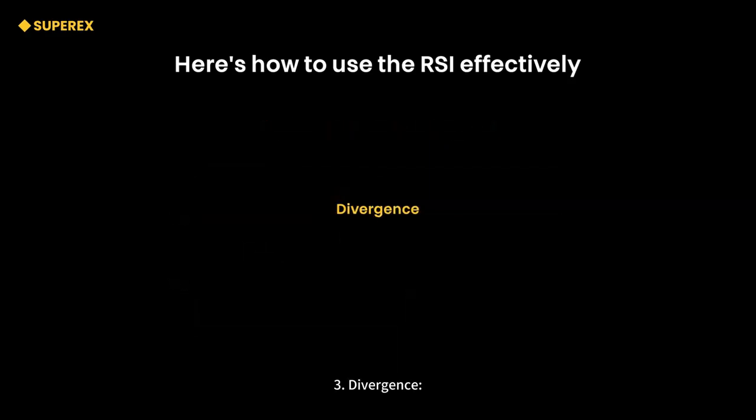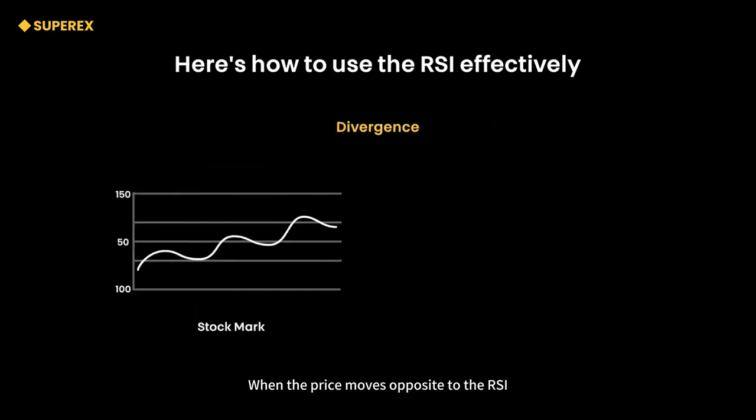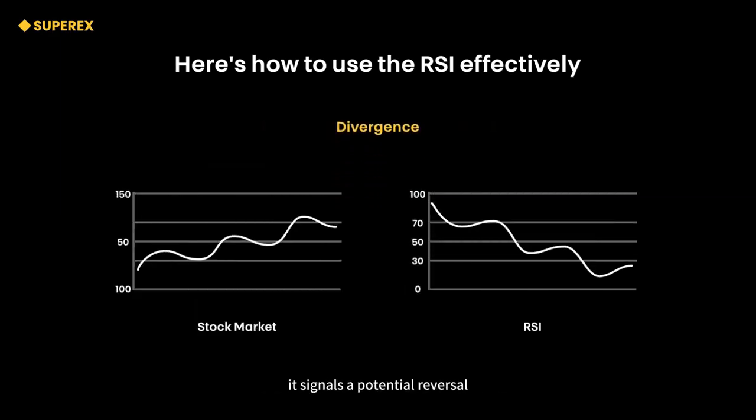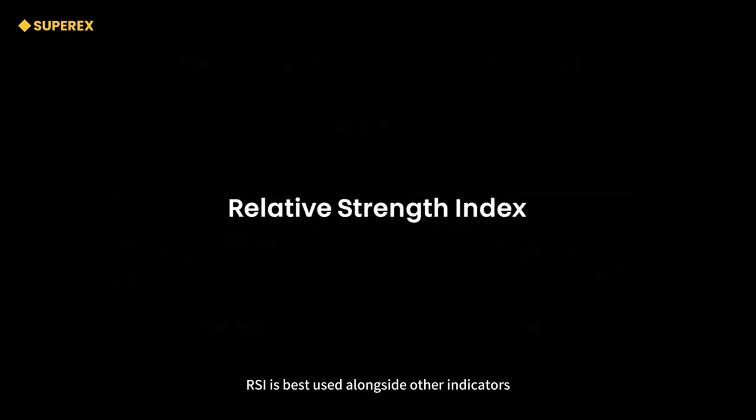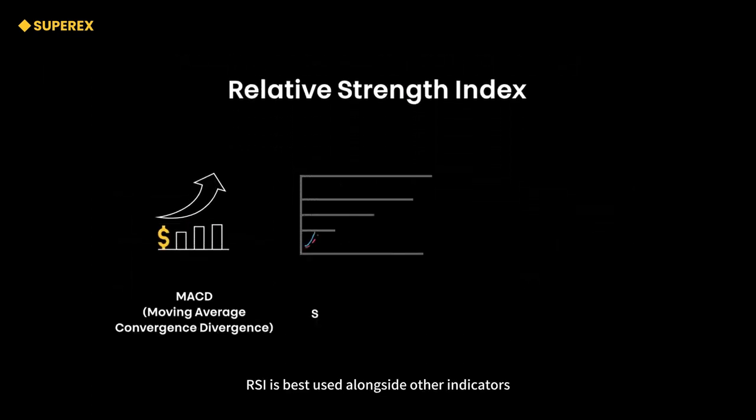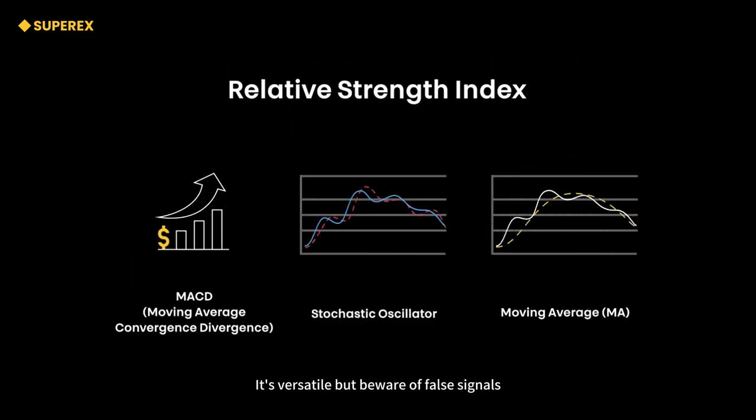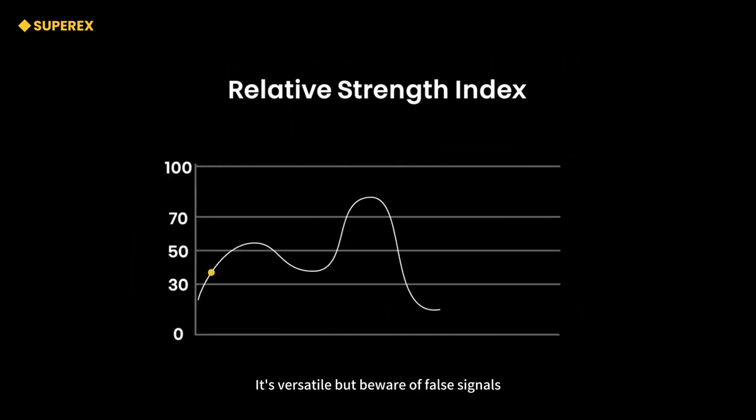3. Divergence. When the price moves opposite to the RSI, it signals a potential reversal. Remember, RSI is best used alongside other indicators to confirm signals. It's versatile, but beware of false signals in volatile markets.